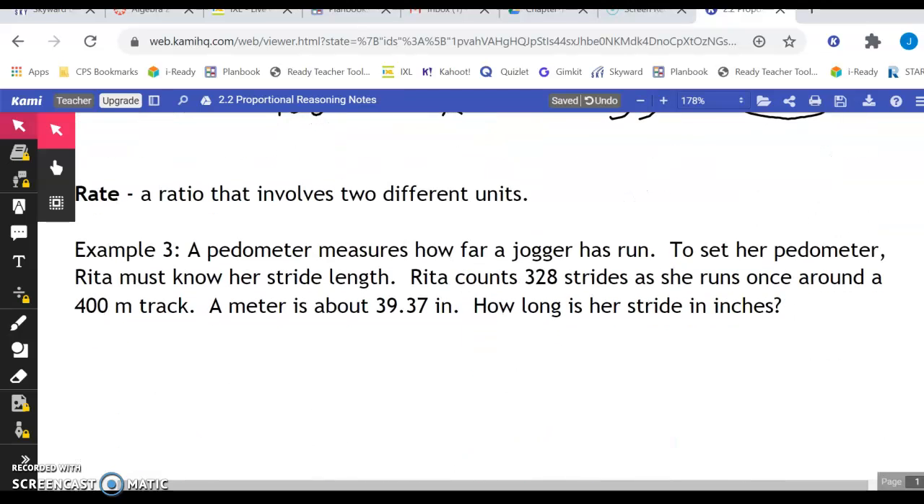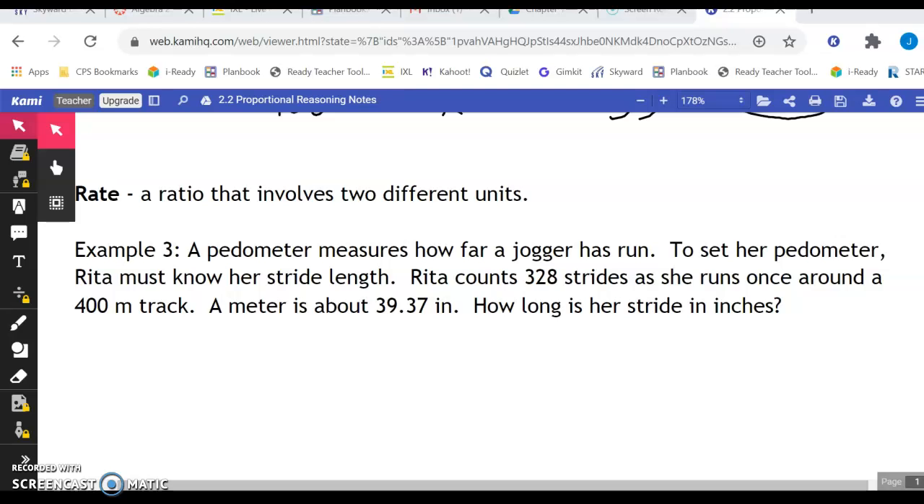Then we have the vocab word rate. Rate is a ratio that involves 2 different units. So for example 3, a pedometer measures how far a jogger has run. To set her pedometer, Rita must know her stride length. Rita counts 328 strides as she runs once around a 400-meter track. A meter is about 39.37 inches. So how long is her stride in inches?